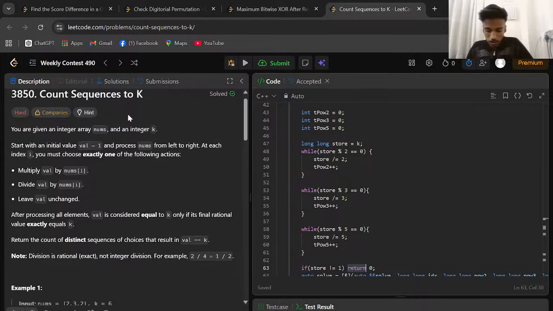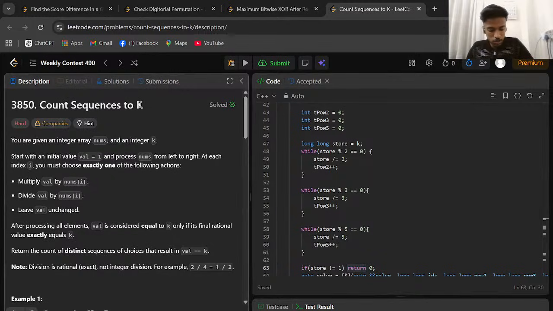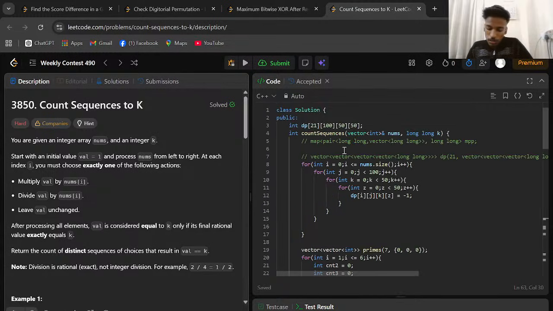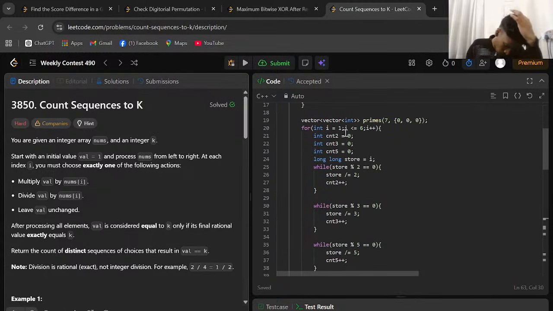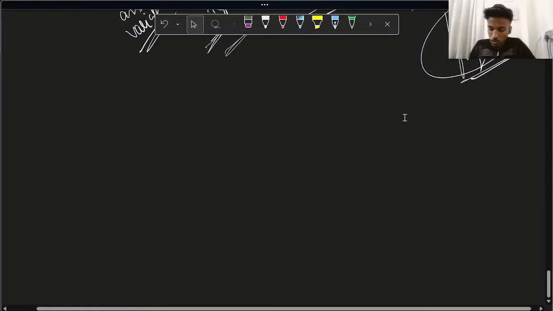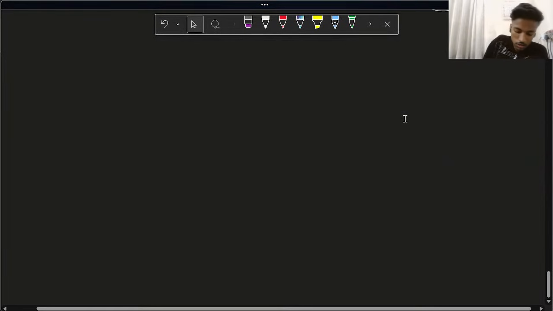So let's see this question. This was the only question I would say, it was also not so difficult, but it depends on how you optimize, or just a small observation, I would say. So what is the question?